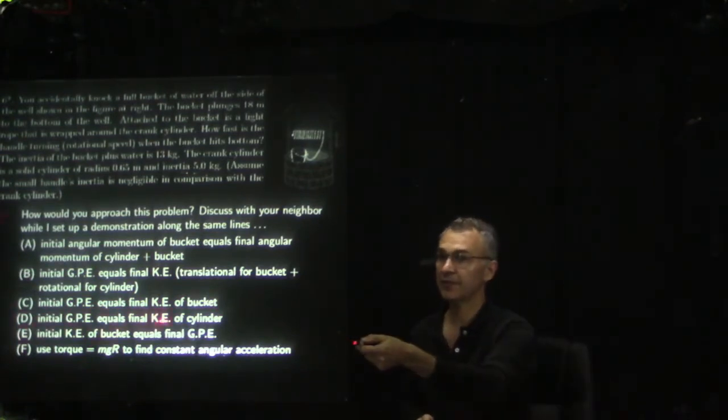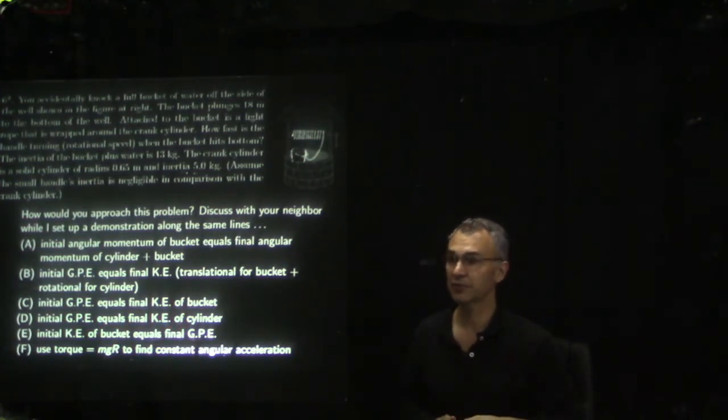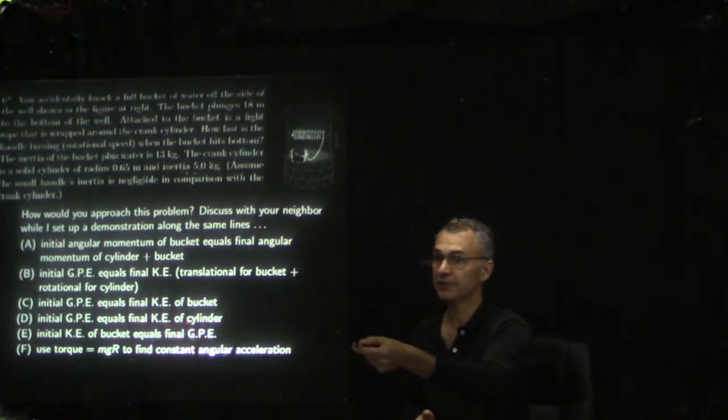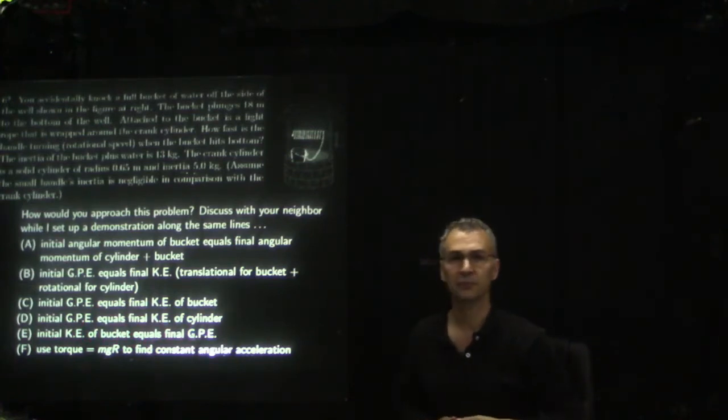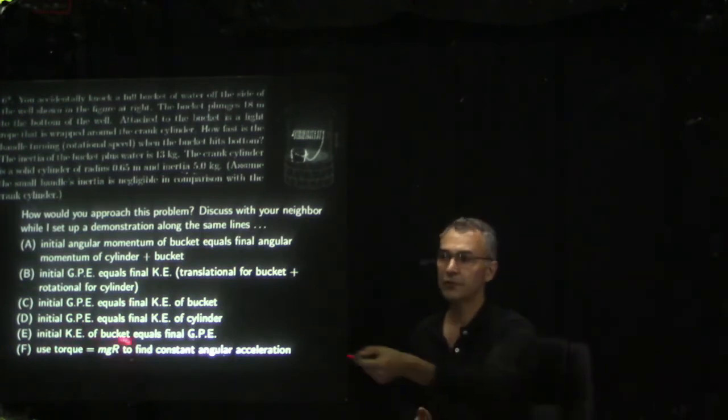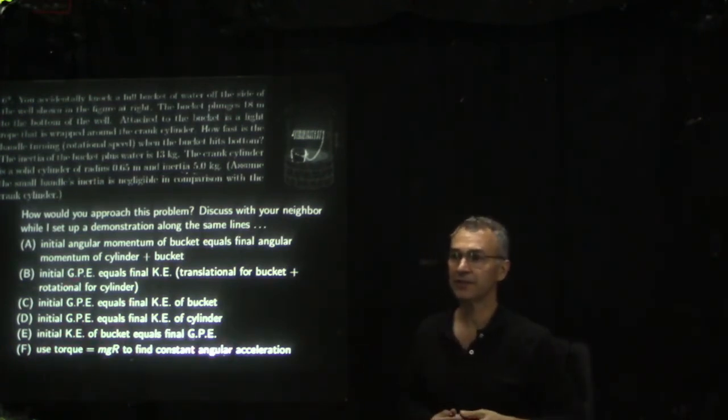How about just the final KE of the cylinder? See, again, I don't like D for a similar reason. We have to include both parts of the KE. Initial KE of bucket equals final GPE. That doesn't make much sense. Initially, no, that's like 0 equals 0, right? Use torque equals mgr to find constant angular acceleration.